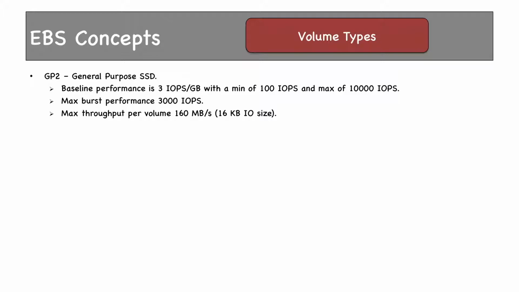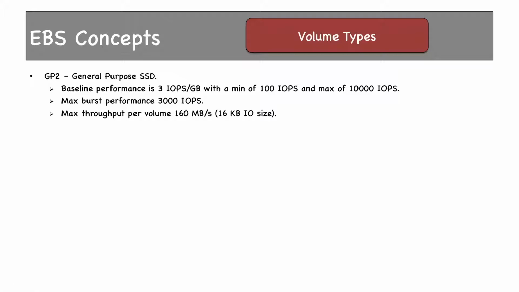Burst bucket works similarly. If your application does not consume the EBS volume's baseline performance, then the unused IOPS would be stored in something called a burst bucket, which is similar to a savings account. The maximum that can be saved in a burst bucket is 5.4 million IOPS. When the application needs more performance than baseline, the additional IOPS can be drained from the burst bucket. Also, maximum burst cannot exceed 3000 IOPS.